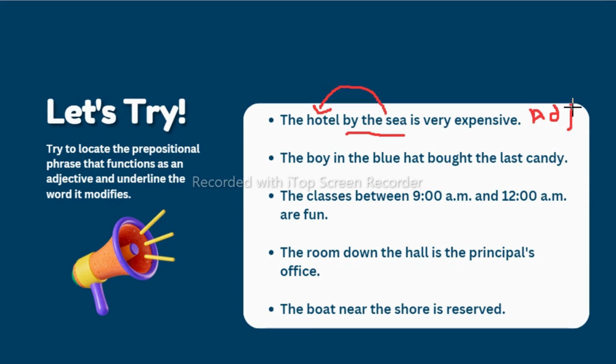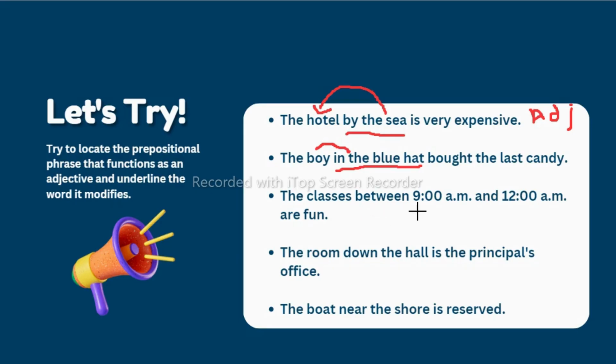Now let's see the next one. The boy in the blue hat bought the last candy. Now here, where do we have the prepositional phrase? Here we have the preposition in the blue hat. So this is the prepositional phrase. Now, in the blue hat, who is wearing the blue hat? The boy. So this prepositional phrase again modifies the boy, which is a noun. So that's why it's an adjectival prepositional phrase.